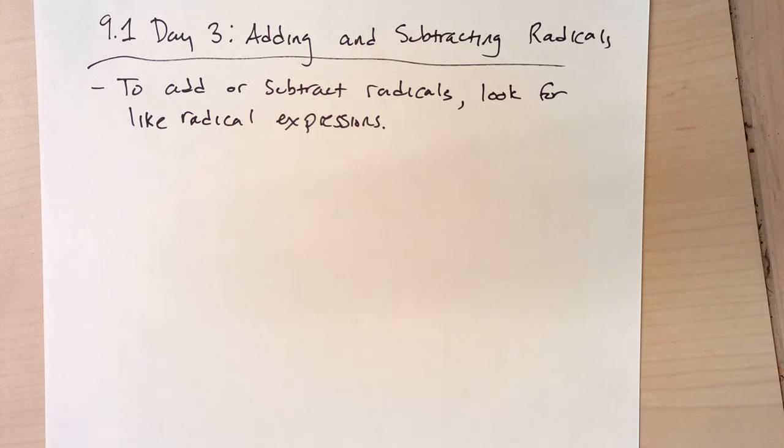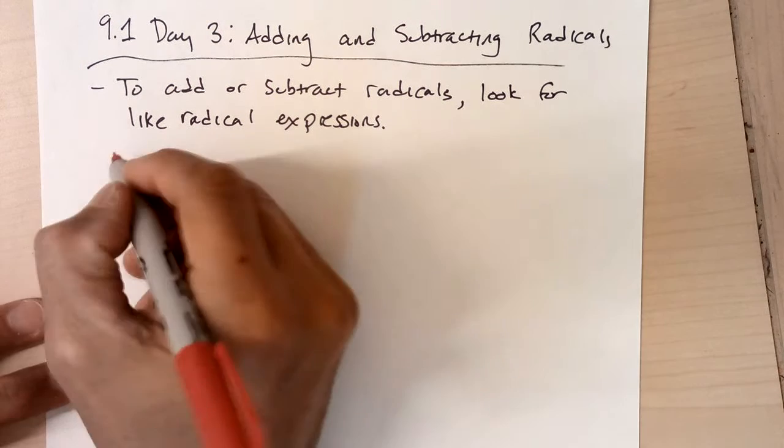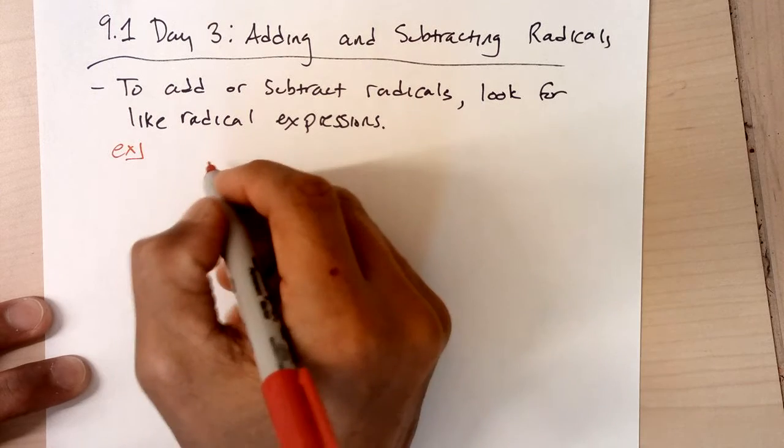Okay, so the last part of 9.1 is adding and subtracting radicals. When you're adding or subtracting radicals, you want to look for what are known as like radical expressions. It's like adding like terms with polynomials. Let me give you a couple of examples of like radical expressions.